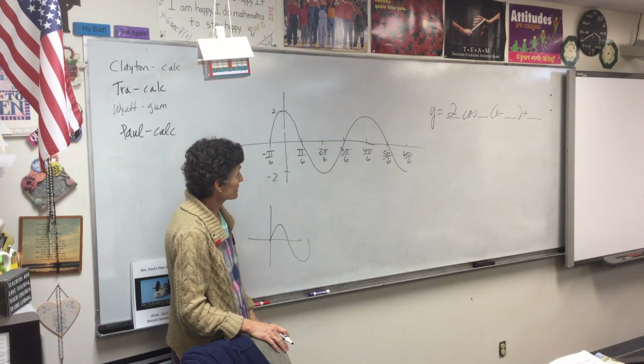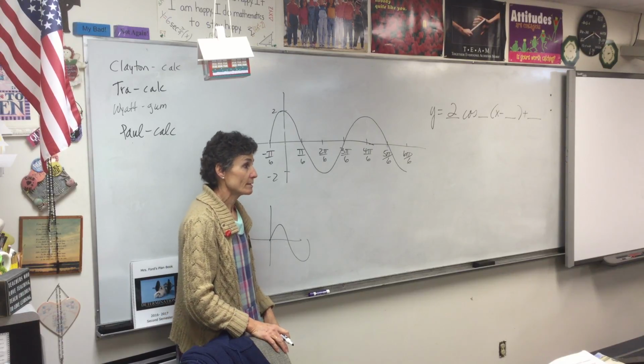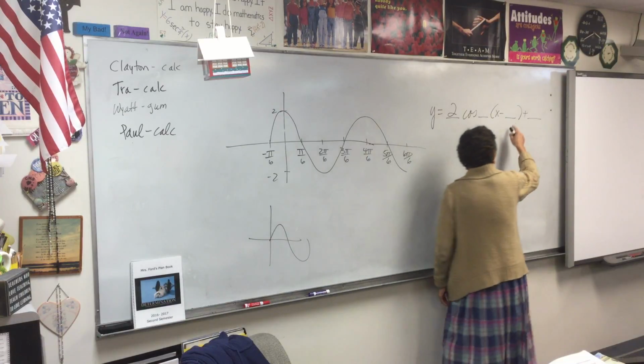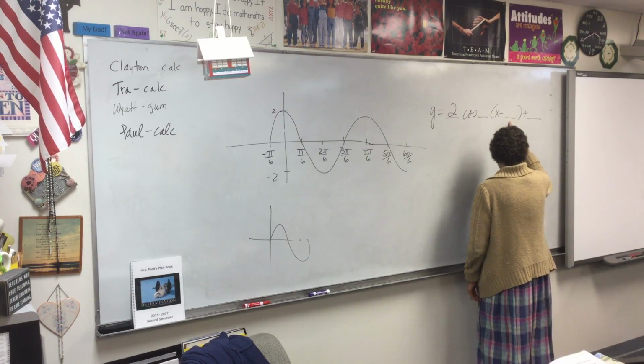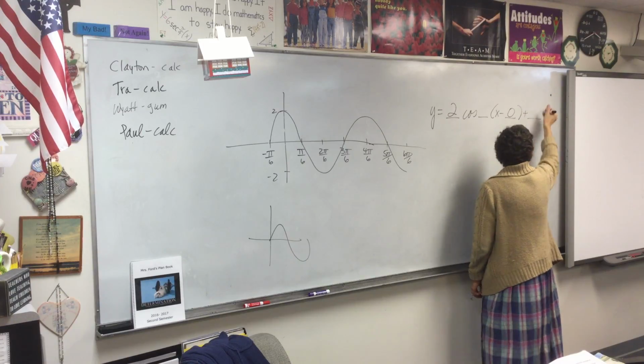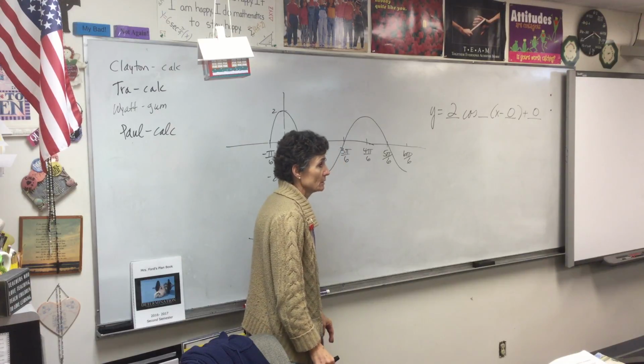Can you fill in any of the rest of them? No, there's no 1/6 in this one. Let's do the easy ones first. If this is a cosine, how have we shifted it? We haven't. How about up and down? We haven't. So those 2 are zeros.